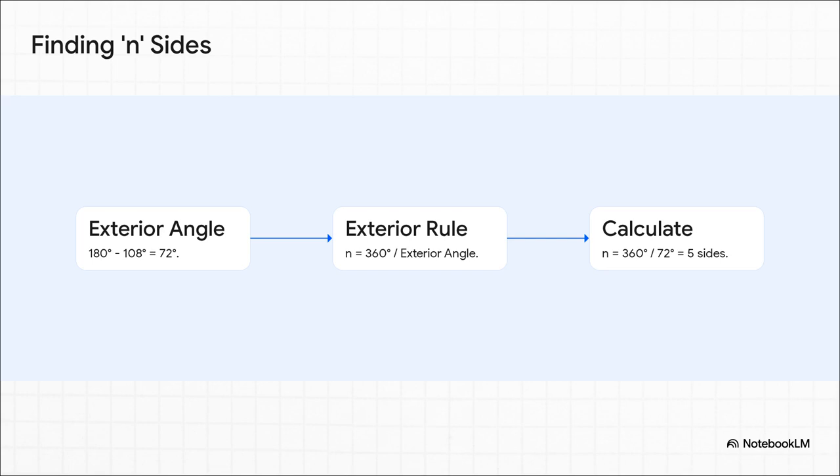Because it's a regular polygon and we know all exterior angles always total 360 degrees, dividing that global 360 by our single exterior angle of 72 quickly reveals the answer. 360 divided by 72 equals 5. We are absolutely looking at a 5-sided regular pentagon. Trust me, it is so much faster than trying to reverse engineer that whole interior angle formula.